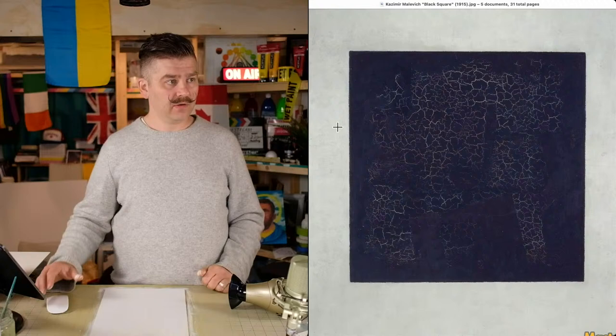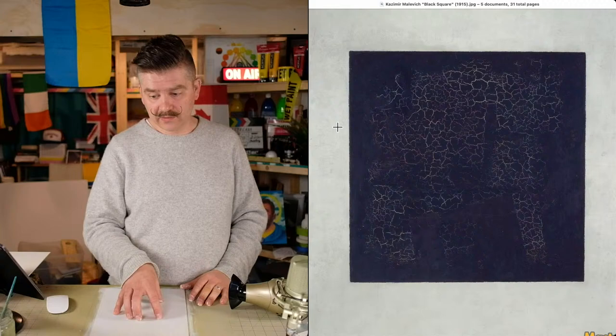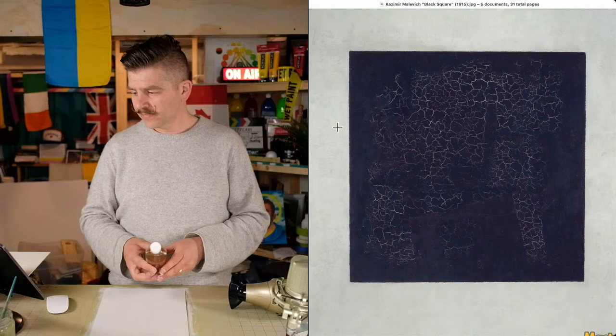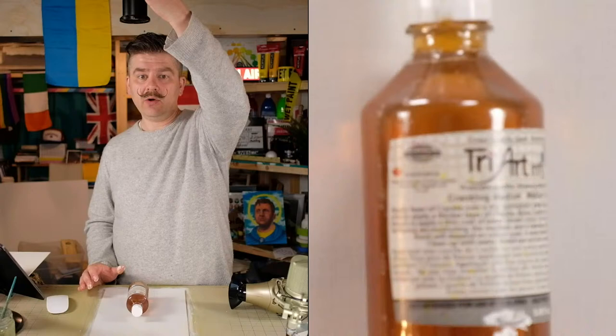But so when it comes to this painting, if I'm debating whether I want to use the crackling medium here, it's worth just sort of looking, maybe before we begin, at how crackling medium works.